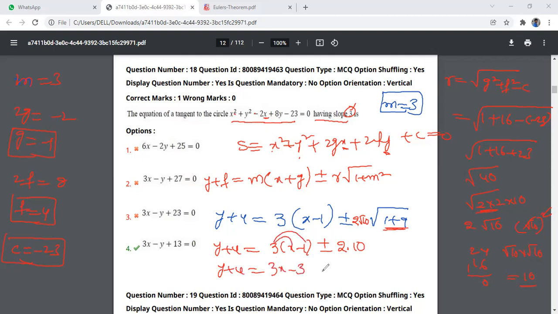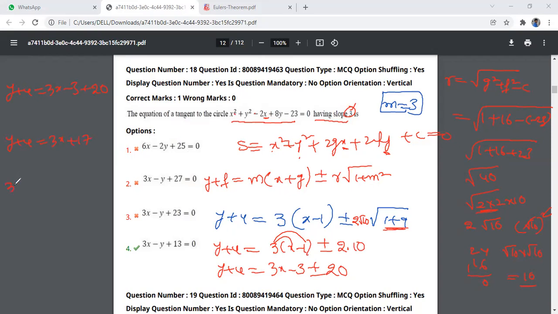I am multiplying 3x minus 3 plus or minus 20. Now if you take plus, you will get one equation. If you take minus, you will get one more equation. So I'm taking the plus value for your understanding purpose. Just see, I'm writing here. I'm erasing this. I know you copy this. Okay. Now y plus 4 is equal to 3x minus 3. I'm taking plus 20. Now y plus 4 is equal to 3x plus 17.